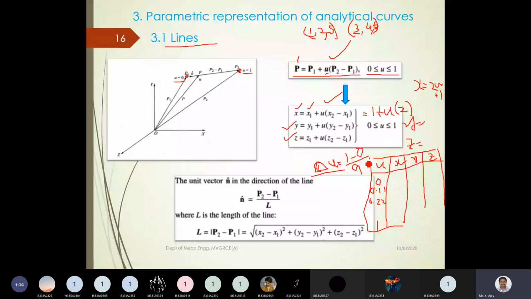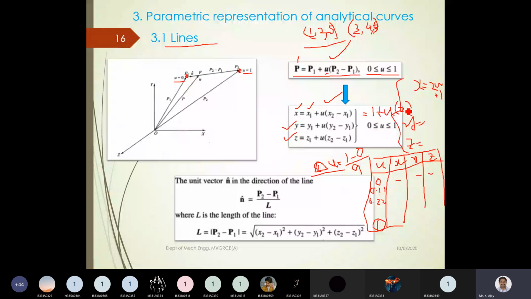Let us say if this 1 by 9 value is approximately equal to 0.11, then that is how the u values will vary from one point to another point. Substitute these u values in these xyz equations, so if you substitute u in this, obviously you will get 1 2 5 only. Similarly, if you substitute one value in these xyz equations, obviously you get the 3 4 6 for xyz coordinates.